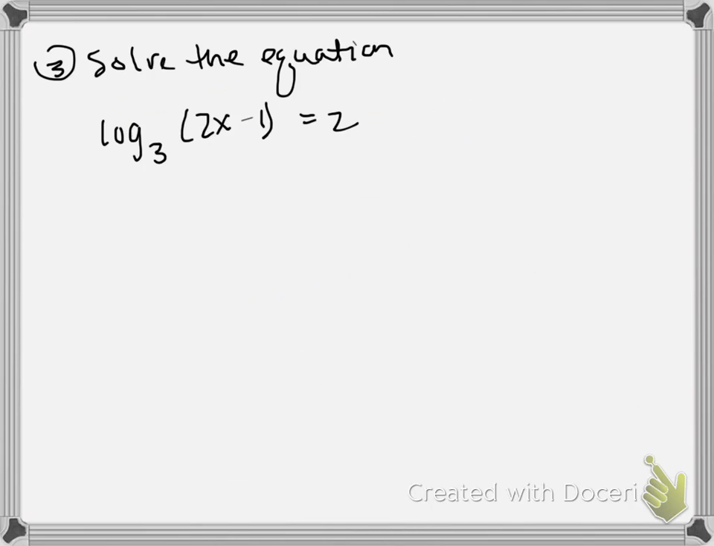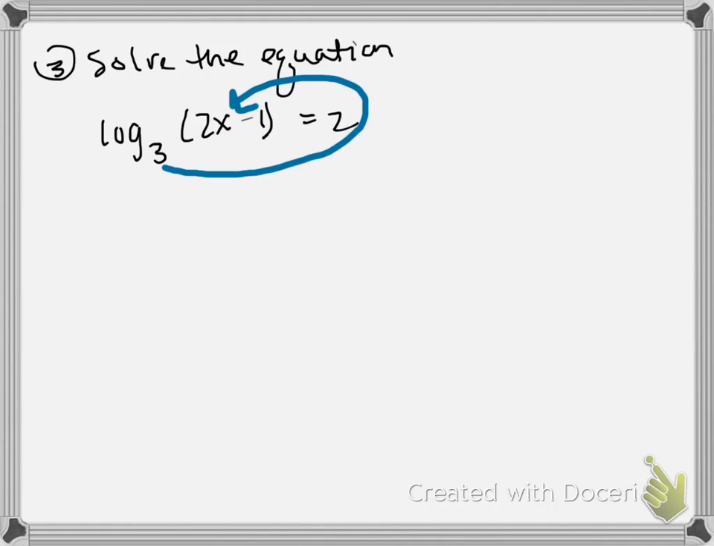Let's continue with one last example. Here I have: solve the equation log base 3 of 2x minus 1 equals 2. Well, this is going to use a similar idea to the one I was thinking about before. I have log base 3 of 2x minus 1, and I have it equal to an integer. I don't have a logarithmic expression equal to another logarithmic expression. So what I can do is think of this in exponential form.